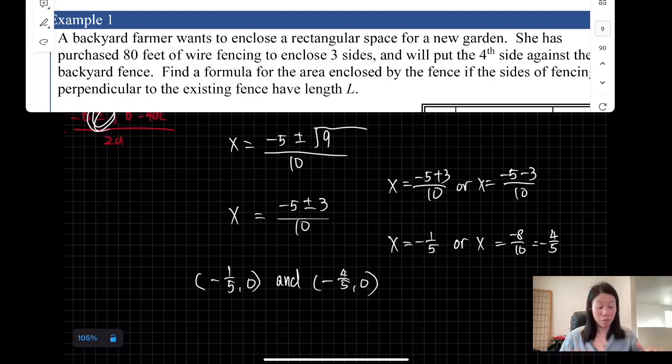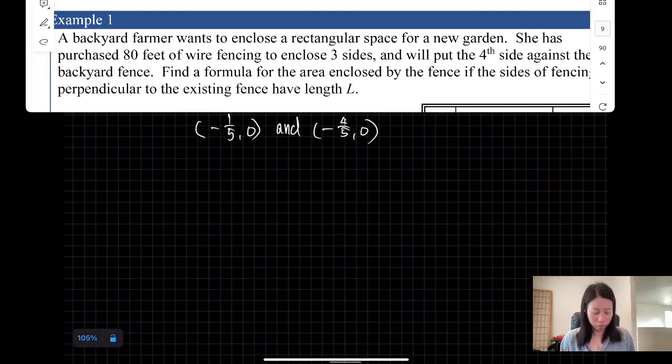Let's take a look at some application problems for quadratic functions. All right, a backyard farmer wants to enclose a rectangular space for a new garden, and she purchased 80 feet of wire fence to enclose 3 sides, and will put the 4th side against the backyard fence. Find the formula for the area enclosed by the fence if the side of the fence perpendicular to the existing fence has length L. All right. How do you do this one?